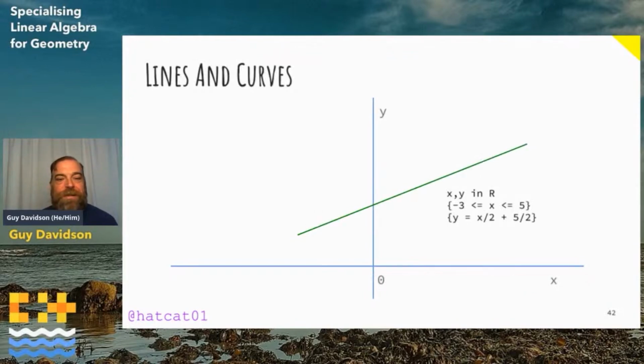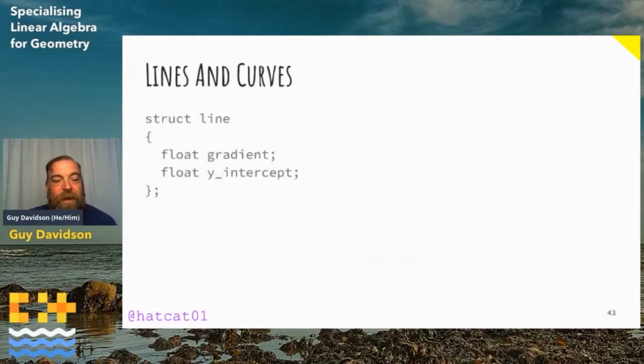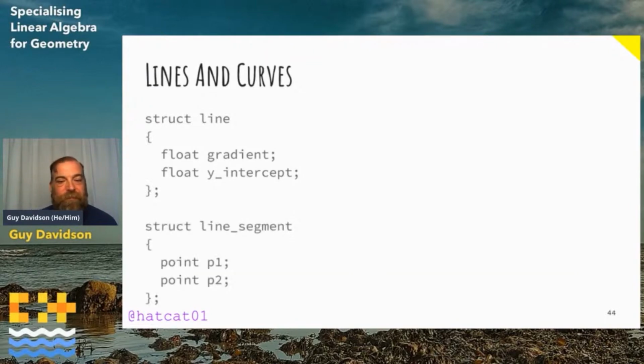For example, let's consider this line segment. It starts at -3, 1 and ends at 5, 5. Now, this is the set of points x, y in R, such that -3 is less than or equal to x, which is less than or equal to 5, and y equals half x plus 5 over 2. So how might this be modeled in code? Well, two ways spring to mind: a struct with the gradient and the y-intercept for a non-finite length line segment, or a struct with the two endpoints.